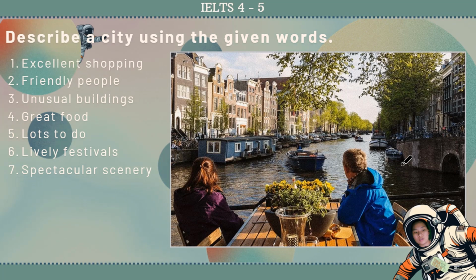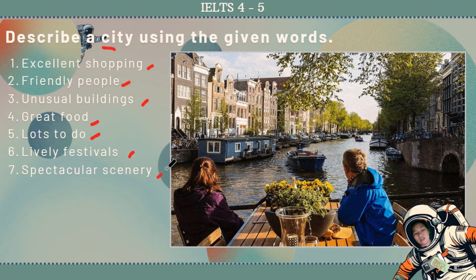Now, next up, we're going to describe a city using the given words. So this picture is just for illustrative purposes. Let's go through the choices over here. These are the important ones. So these are the things that you can use to describe a city, a place, or a destination. For example, excellent shopping, friendly people, unusual buildings, great food, lots to do, lively festivals, spectacular scenery.